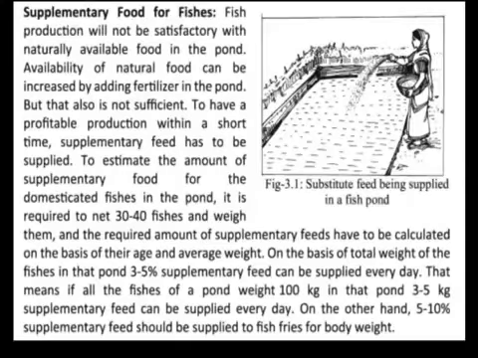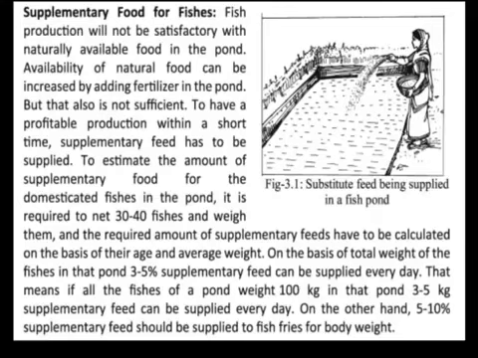Supplementary food for fishes. It's additional food for fishes. Fish production will not be satisfactory with the naturally available food in the farm. Satisfactory means up to satisfaction, adequate or sufficient. Fish production will not be sufficient with the natural food available in the farm, what they get from natural resources.